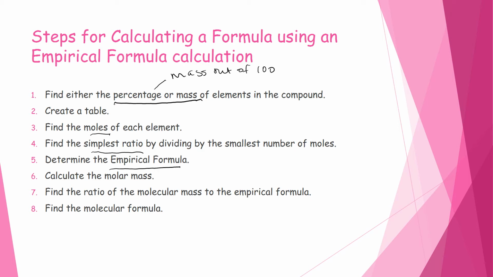Now usually a problem doesn't stop there. There are usually another 2 parts to the problem. The next part would be to calculate the molar mass. This can often be done by using PV equals nRT, or the number of moles equals mass over formula mass, but you'll probably use another formula to calculate the molar mass. Once you have done this, you can find the ratio of the molar mass to the empirical formula mass, and this will allow you to determine what number you're going to multiply your empirical formula by to determine the molecular formula.